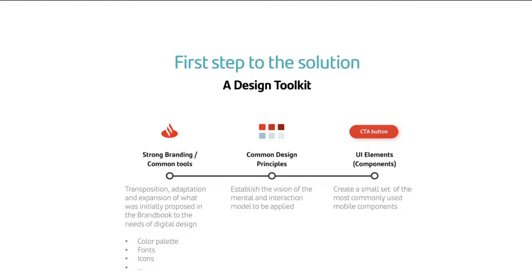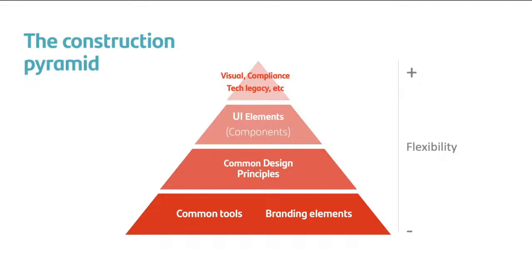Then we create what we call the construction pyramid. This is really important because this establishes how flexible the elements should be in that design toolkit and later in that design system. So we define that at the base of the pyramid should be those elements that admit no flexibility, which are the branding elements. So this is the tone of red that you have to use. If someone said, I would like to use another tone of red. No, that's not possible. That's the tone of red of our brand. I would like to use another font. No, sorry, we have our corporate font. You have to use it. So those are the elements that admit no flexibility.